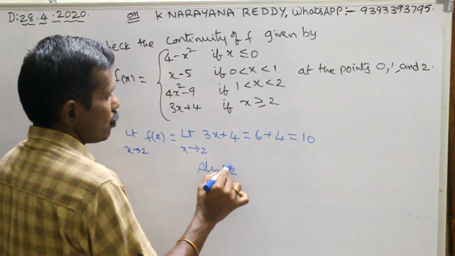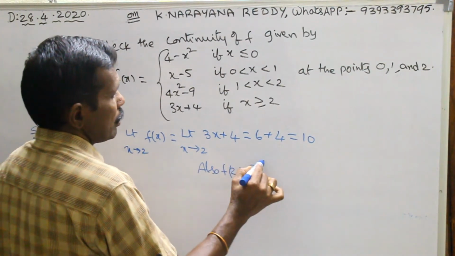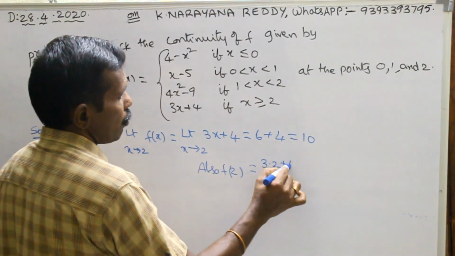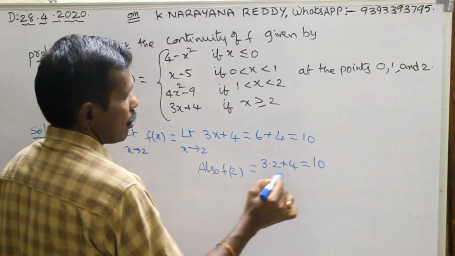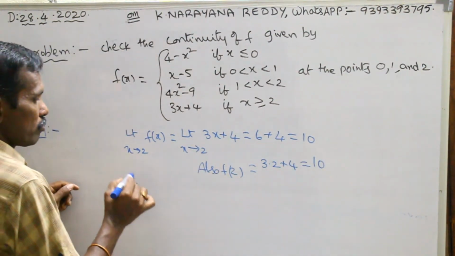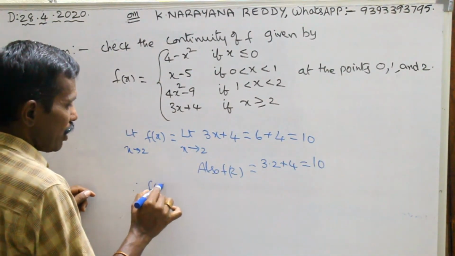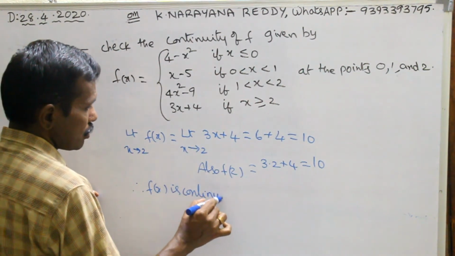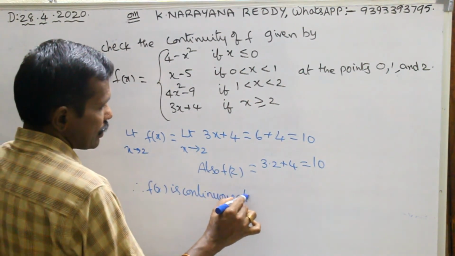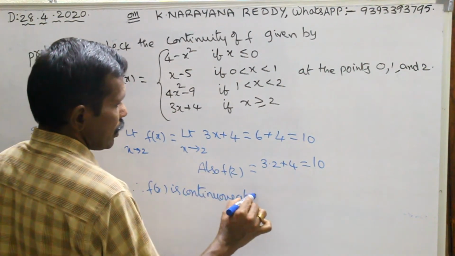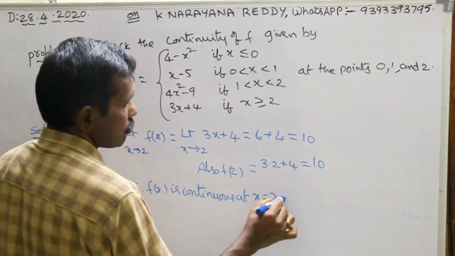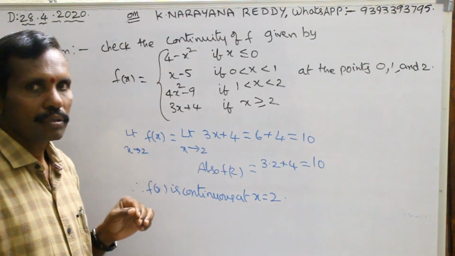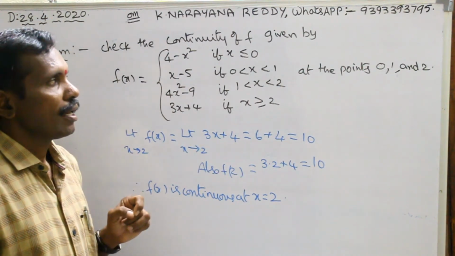Also, f of 2 equals 3 into 2 plus 4 equals 10. Therefore, f of x is continuous at x equals 2. In this way you can do the problems regarding continuity.